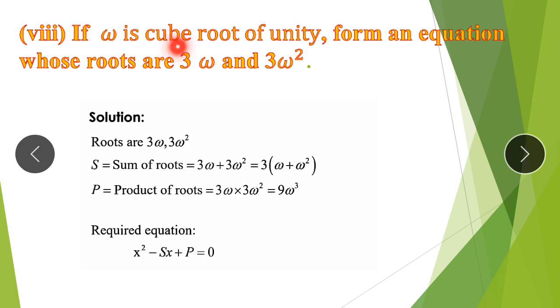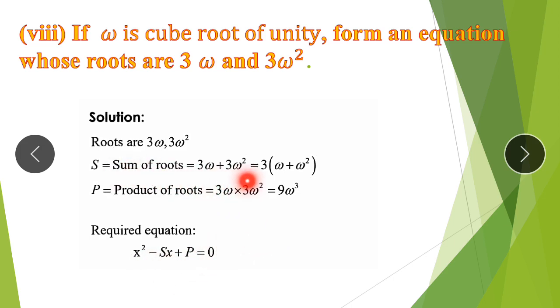Next part is if omega is cube root of unity, form an equation whose roots are 3 omega and 3 omega square. One of the topics of unit 2 is that we can form quadratic equations when the roots are given, when the answers are given. So let's see how we can make a quadratic equation. A quadratic equation can be formed with the help of this rule: x square minus sx plus p is equal to 0, where s stands for sum of the roots and p for product of the roots.